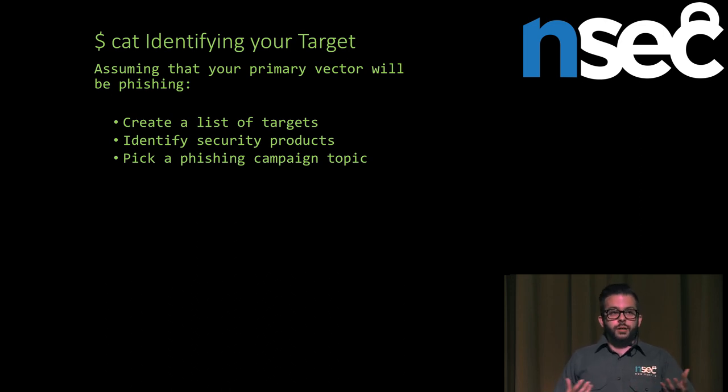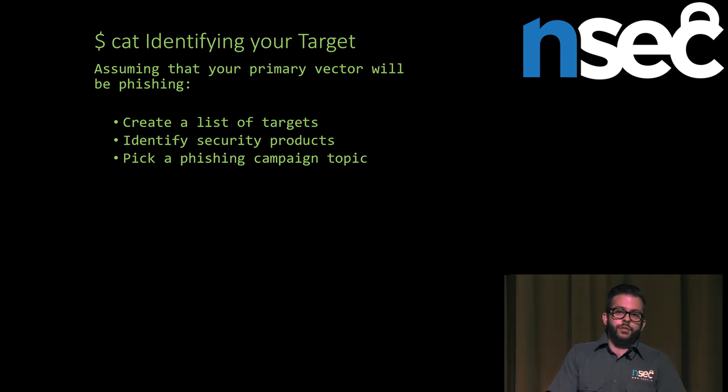So at some point you need to establish a connection to a specific service, at least. So let's move on to identifying your target. First of all, you need a list of targets, right? So are you going to phish employees, a specific type of employees?